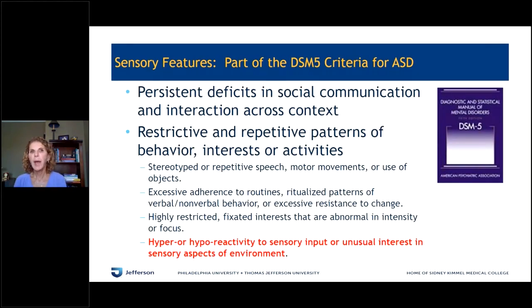Now, you may know that sensory features are now part of the diagnostic criteria for autism in the DSM-5. And just to review, the criteria for autism, now there's two main criteria: persistent deficits in social communication and interaction across contexts, and then restrictive and repetitive patterns of behaviors, interests, and activities. And as one of the four qualifiers of this restrictive and repetitive patterns criteria, you can see in red there, I have the sensory features: hypo or hyperreactivity to sensory input, or unusual interest in the sensory aspects of the environment.